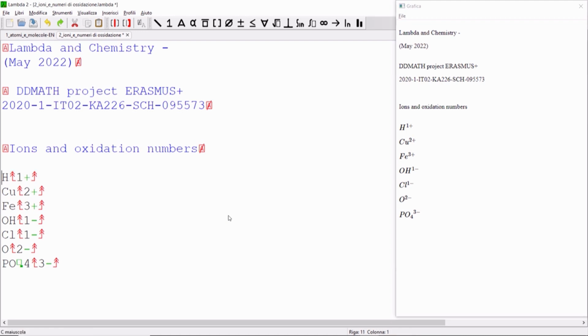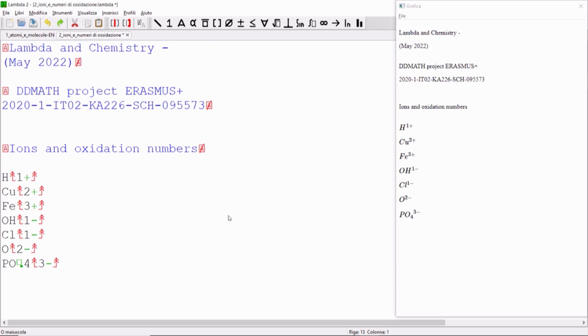Copper ion 2, or bivalent, Cu, open power with compound exponent, 2 plus, close power with compound exponent, with oxidation number equal to +2. Iron 3, or trivalent, Fe, open power with compound exponent, 3 plus, close power with compound exponent, with oxidation number equal to +3. Note, even for electric charge equal to 1 plus, it is preferred to enter power with compound exponent.